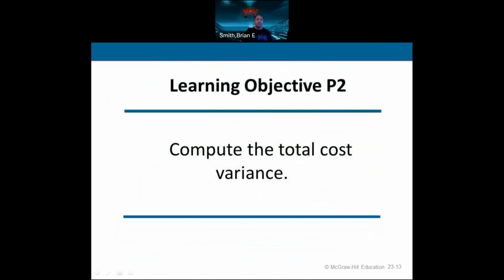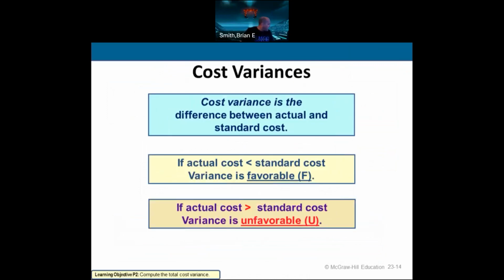So let's total up the cost variance here. Cost variances: if our actual costs are less than the standard, it's favorable. It means we saved money. We didn't spend as much as we thought. But if the actual costs are greater than the standard cost, it's unfavorable. We spent more than we thought we should.